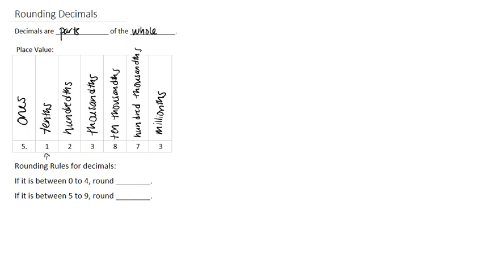Next, when we round with decimals, it's the same trick as with whole numbers. As in, if it's between 0 to 4, we round down. And if it's between 5 to 9, we round up. So let's go over an example.